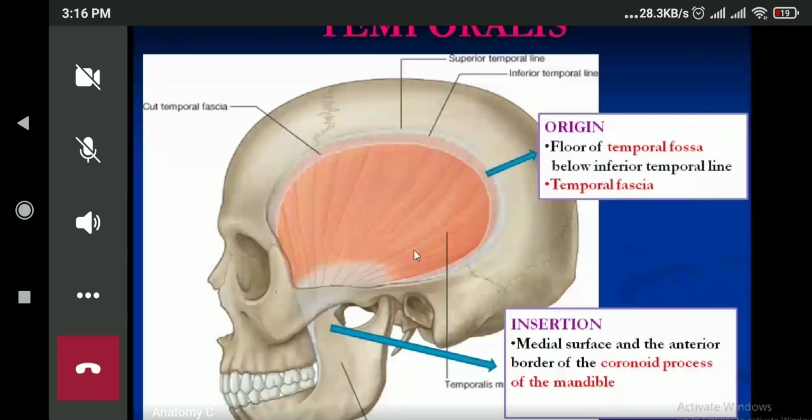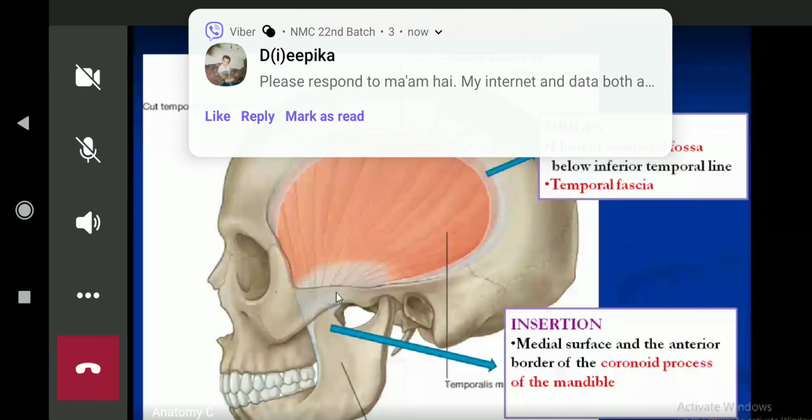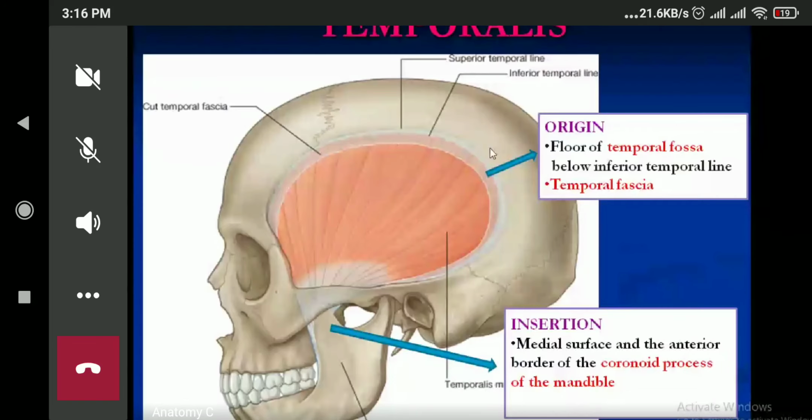When this muscle contracts, it pulls the mandible behind. That is known as the retraction of the mandible, because the origin is present posteriorly and the insertion is present anteriorly. When the action occurs from insertion to origin, it is going to pull the mandible behind, so there will be retraction of the mandible. Nerve supply is by the deep temporal nerve.